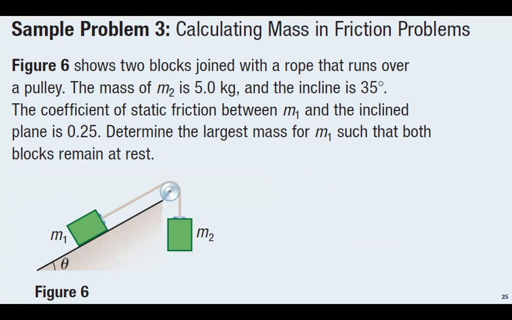So in this problem, we have a figure 6, which shows two blocks joined with a rope that runs over a pulley. The mass of M2 is 5 kilograms, and the incline is 35 degrees. The coefficient of static friction between M1 and the inclined plane is 0.25. So can you determine the largest mass for M1 such that both blocks remain at rest?